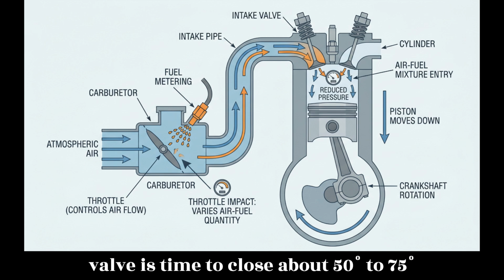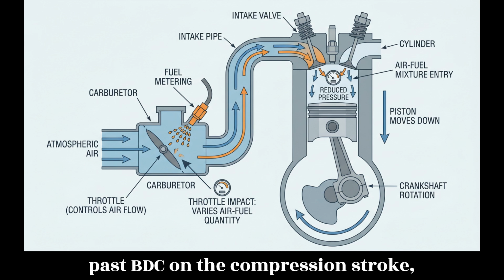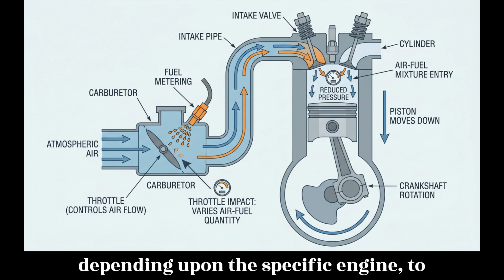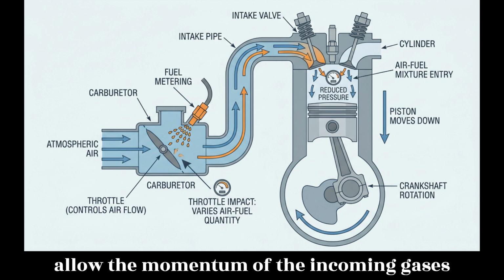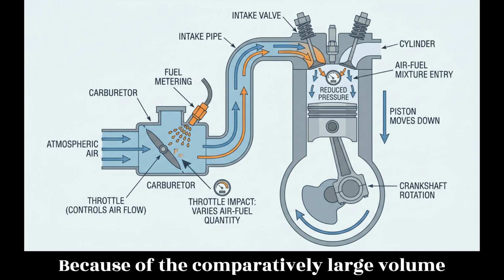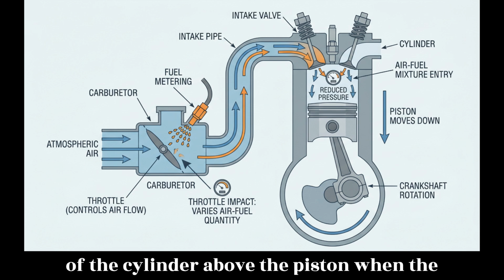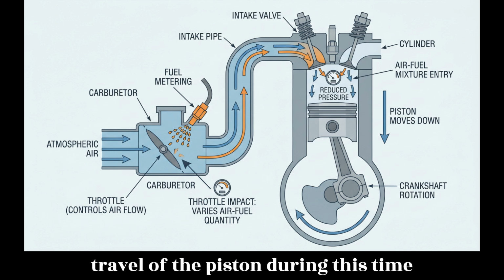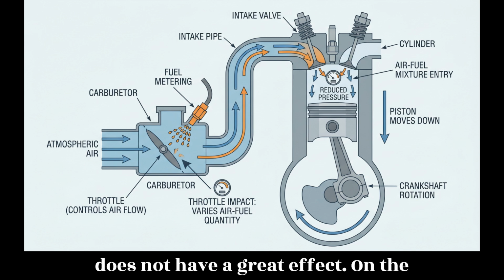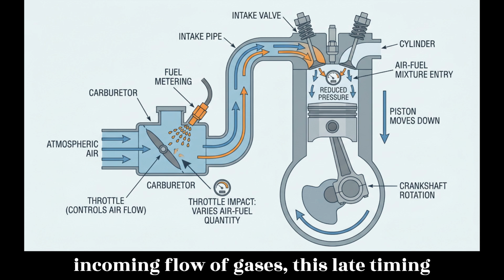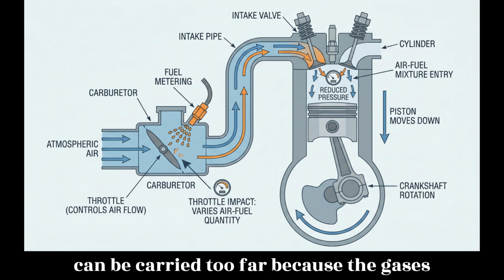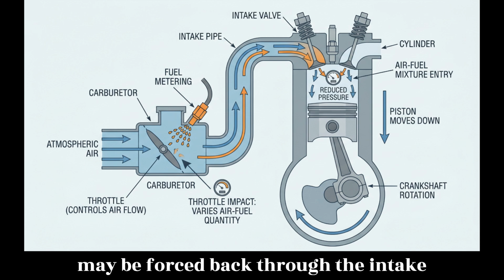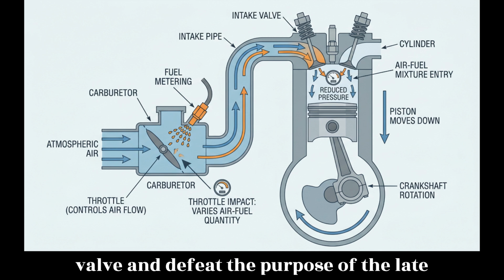The intake valve is timed to close about 50 degrees to 75 degrees past BDC on the compression stroke, depending upon the specific engine, to allow the momentum of the incoming gases to charge the cylinder more completely. Because of the comparatively large volume of the cylinder above the piston when the piston is near BDC, the slight upward travel of the piston during this time does not have a great effect on the incoming flow of gases. This late timing can be carried too far because the gases may be forced back through the intake valve and defeat the purpose of the late closing.